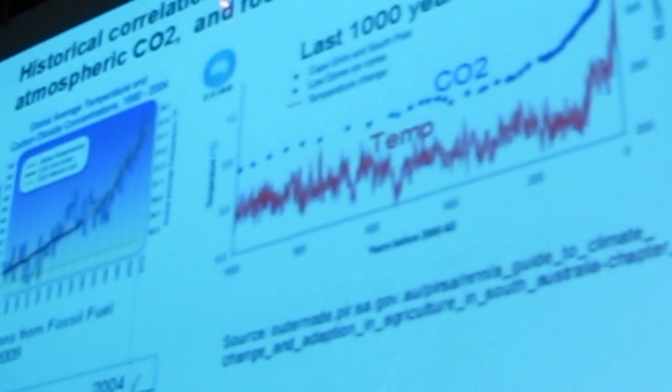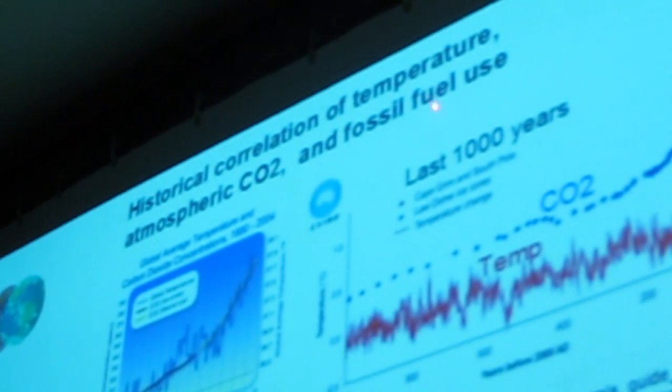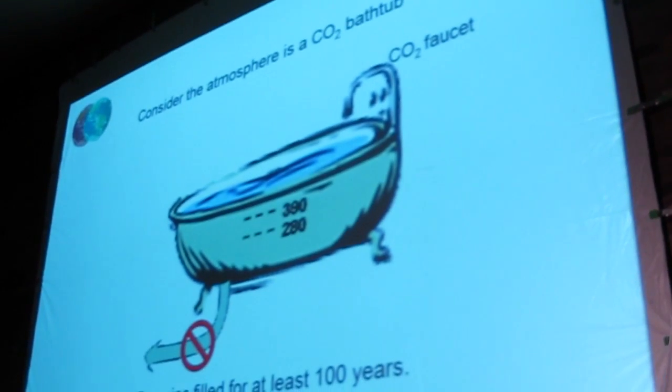And as we see, there's actually a correlation not only with the temperature and CO2, but with fossil fuel use. This chart is from 1750 to the present, and in the same period of time, you can see the vertical lines, fossil fuel use has increased dramatically, giving rise to the CO2. Yet over 1,000 years, CO2 and temperature were flat until the Industrial Revolution.